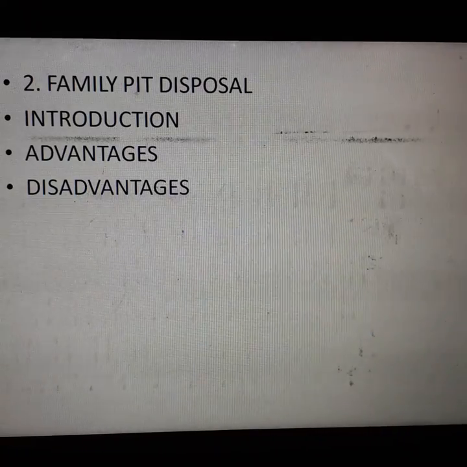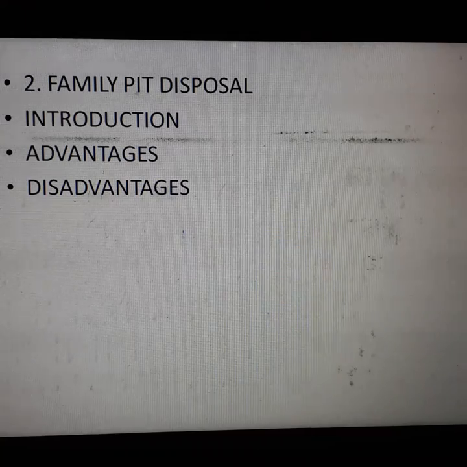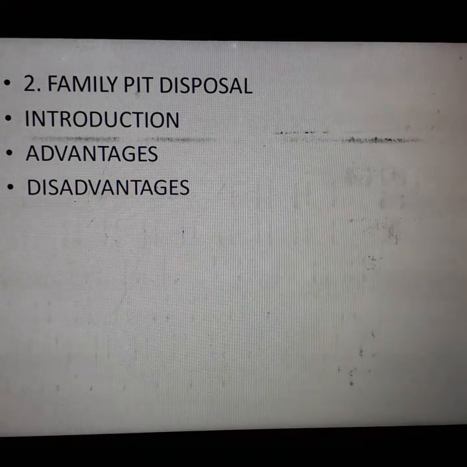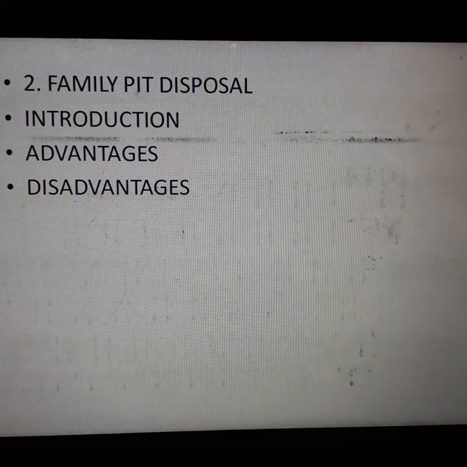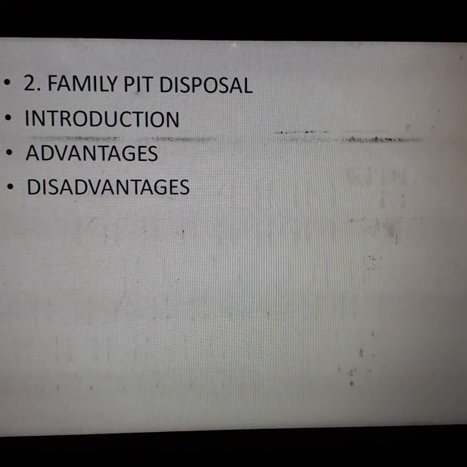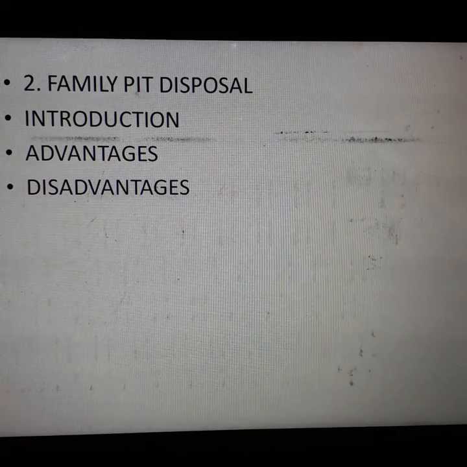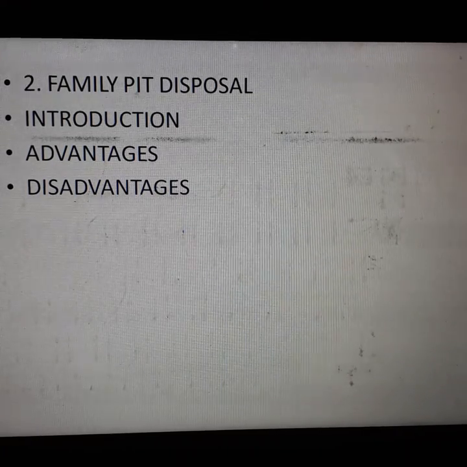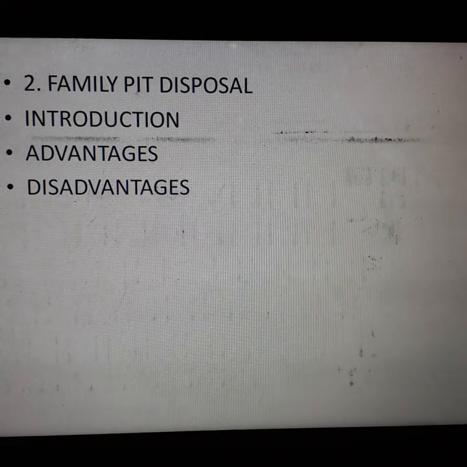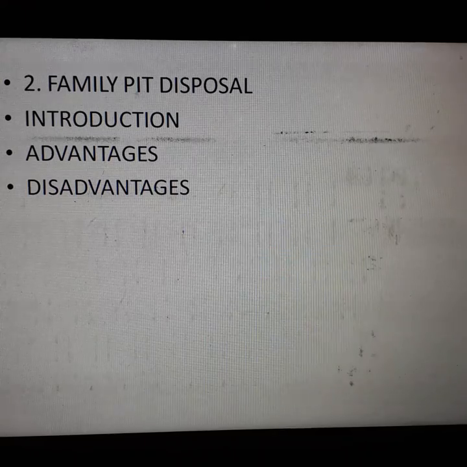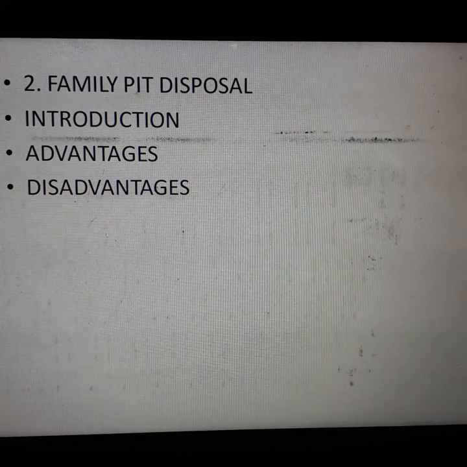Next is family pit disposal. What is family pit disposal? A family pit may provide a better long-term option where there is adequate space. This should be fairly shallow and families should be encouraged to regularly cover waste with soil from sweeping or ash from fires used for cooking.